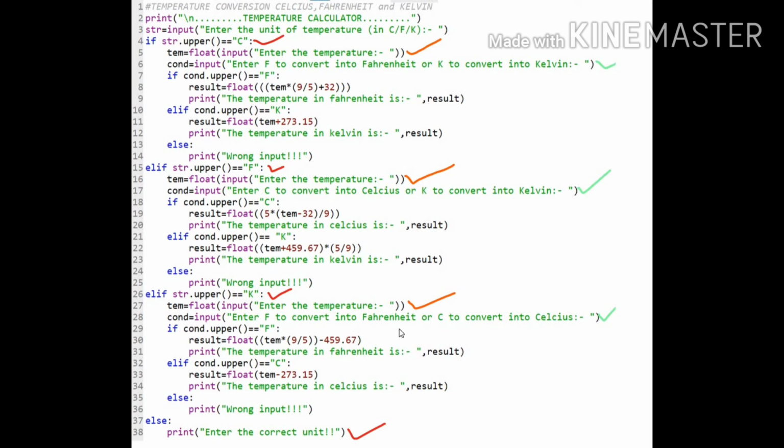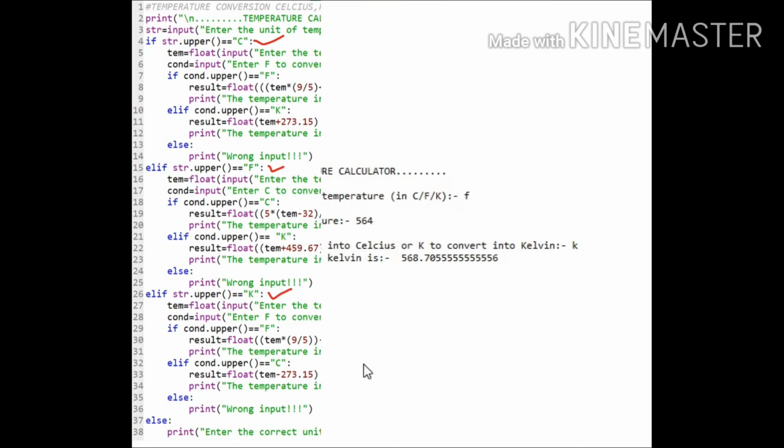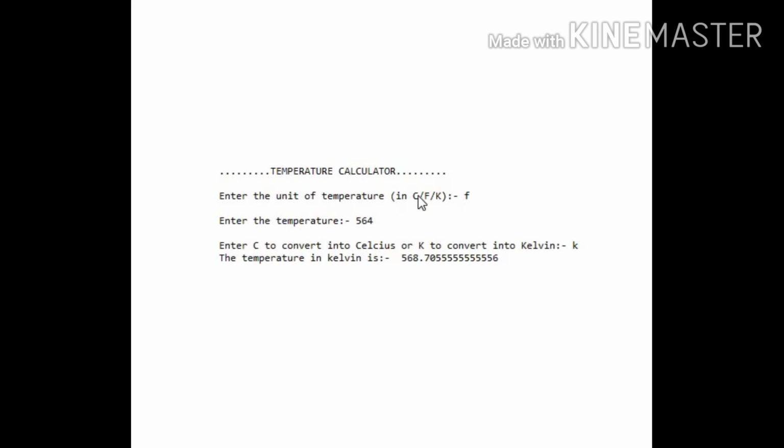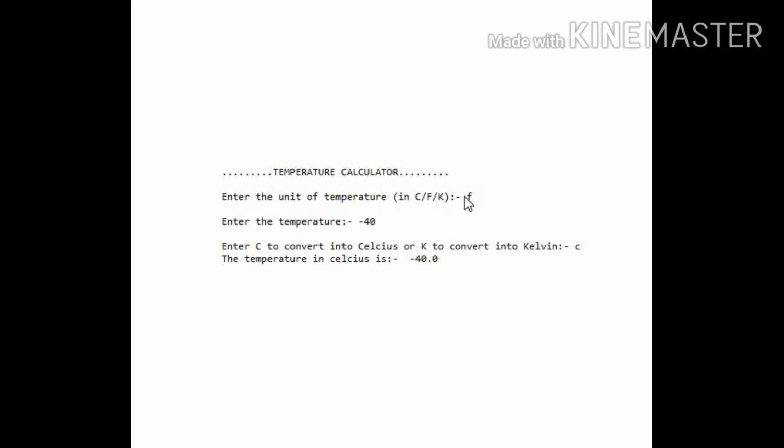So this is a very small and easy program, but also very useful for converting. So here are a few results. Enter the unit of temperature. Here the user has given F, Fahrenheit. Then the temperature as 546, and asks the user to convert it into Celsius or Kelvin. The user has given Kelvin, so the temperature in Kelvin is 568.705. Next, the user has given temperature as F -40 and wants to convert it into Celsius, and the result is -40 Celsius.